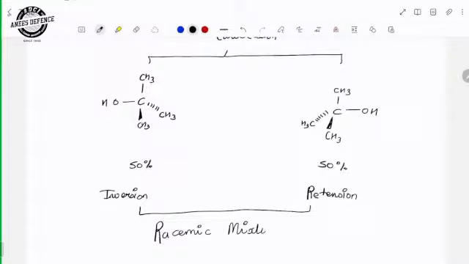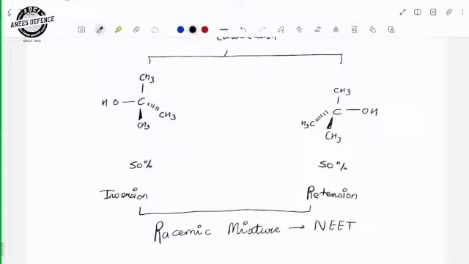This has also been asked in the NEET exam. What kind of configuration is seen in SN1? So there is a racemic mixture. What do you mean by racemic mixture? It is a mixture in which there is 50% inversion and 50% retention.